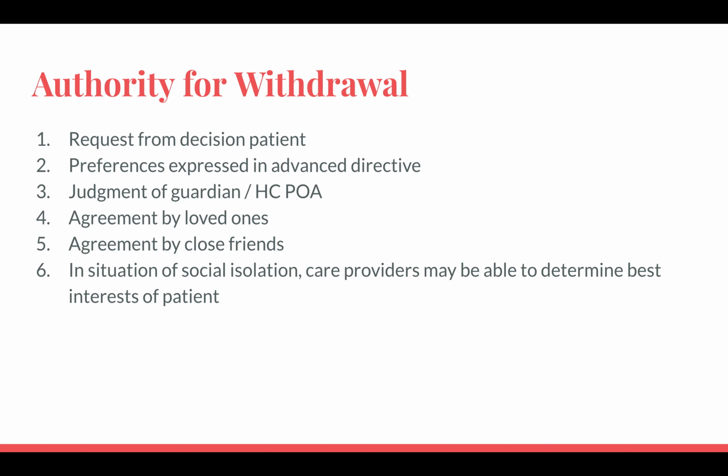The next layer: if the patient is unable to request, and they have preferences expressed in their advance directive, you're to follow those regarding withdrawal of care. After that, as a lot of our patients don't have advance directives, comes the judgment of a guardian or healthcare power of attorney. Next would be agreement by loved ones. So if there isn't one specific family member selected as healthcare power of attorney, it's an agreement of those present. A lot of times it's the patient's adult children who are making that decision. If there are no family members around, it goes to agreement by close friends. And then in situations of social isolation, which are relatively rare, care providers can determine what's in the best interest of patients.